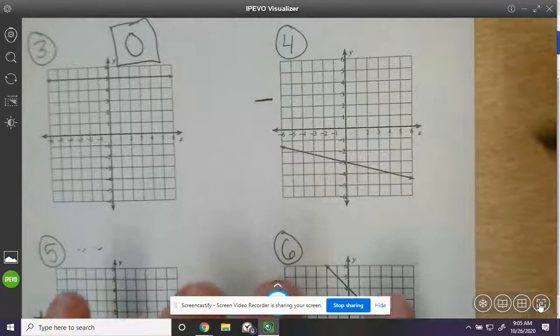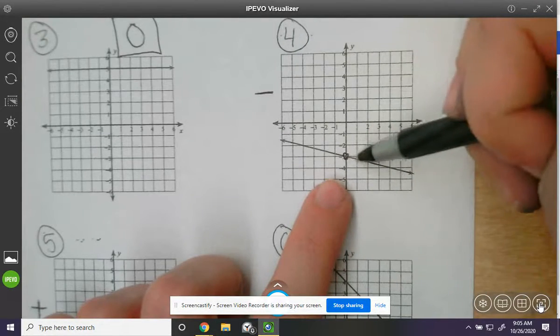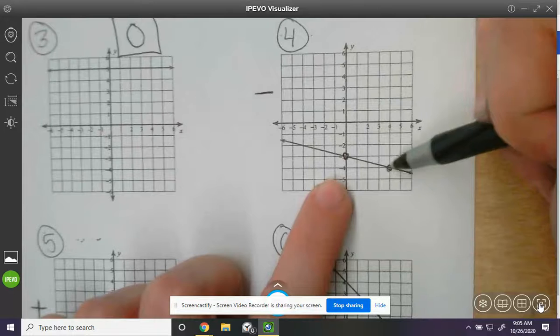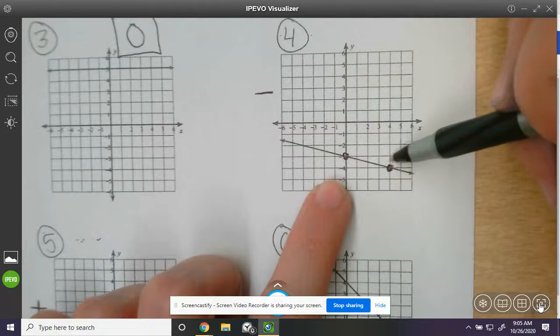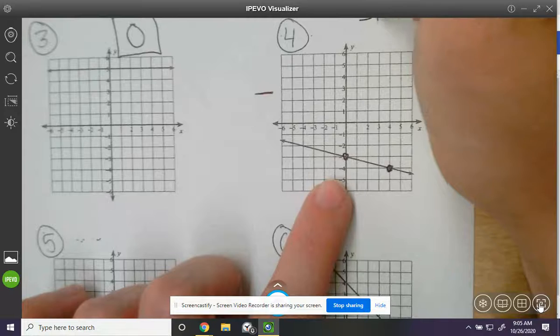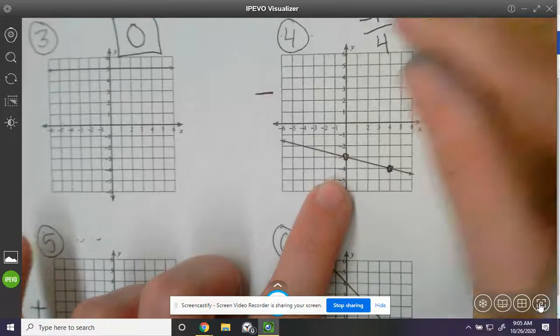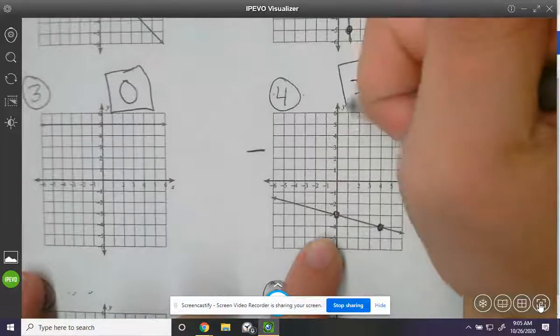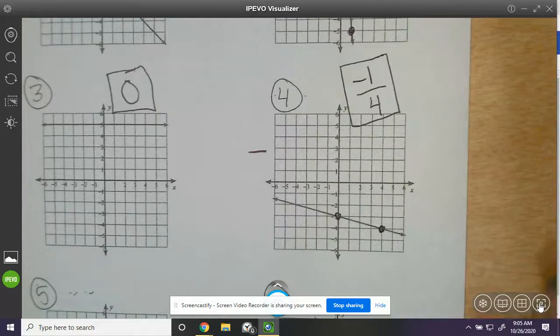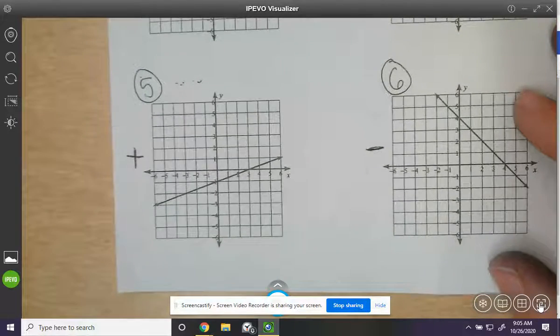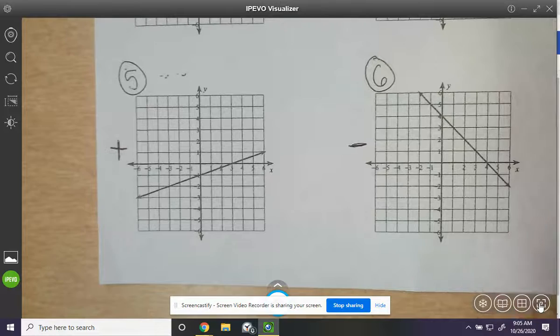Number 4, find our points. There's a point right there at negative 3. There's a point right there. Okay, count how far up. Well, we just went up 1, so it's going to be negative 1 over 1, 2, 3, 4. Can I simplify that? No, so it just stays negative 1/4. Okay, try 5 and 6 by yourself. Pause this, try it by yourself. Those of you that don't have the graphs at home, I know this is probably difficult. I'm sorry.